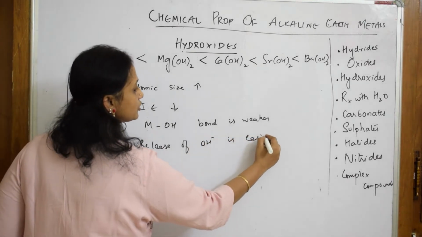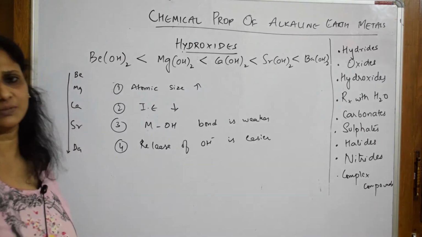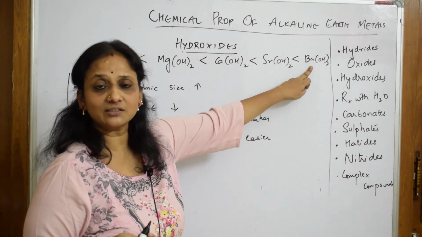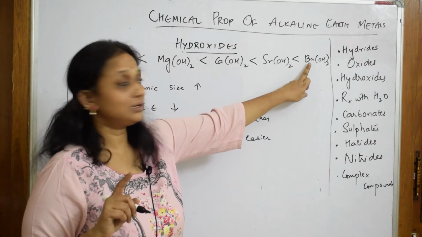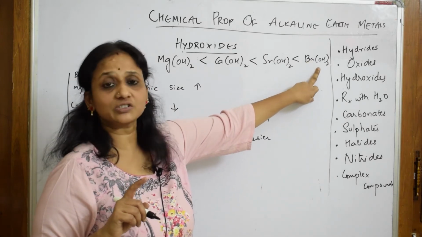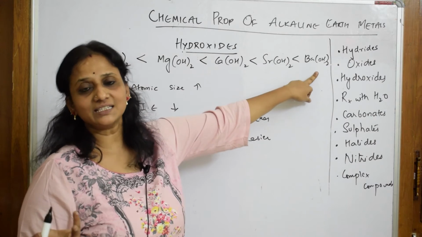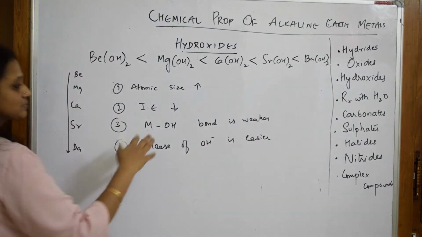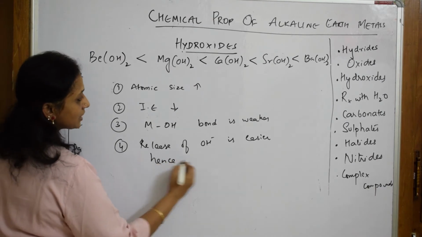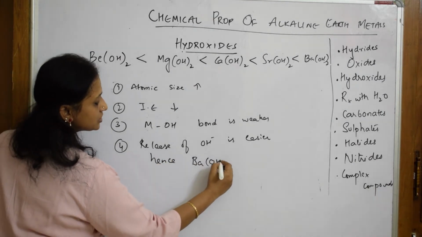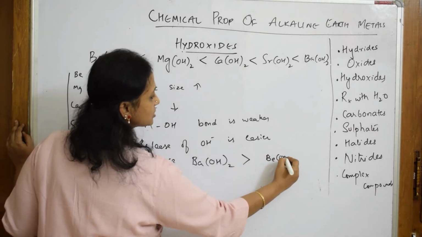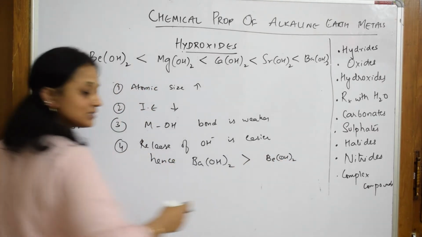When release of OH minus is easier, what will happen to basicity? Basicity obviously will be high. That means the size is larger, ionization enthalpy is lower, and the bond between barium and the hydroxide group is weak. So it can easily donate the OH minus, hence it is a stronger base. Release of OH minus is easier, hence Ba(OH)2 is a stronger base than Be(OH)2. Yes, this is the concept.